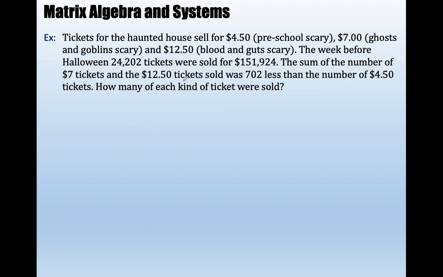Before we do that though, let's do a word problem. Okay, so I want you to use matrix algebra and systems to solve this word problem. And one of your homework problems is like this. So I have tickets for a haunted house, and I have one kind of ticket, another kind of ticket, and another kind of ticket. So I have $4.50 times one kind of ticket, and $7 times another kind of ticket, and $12.50 times another kind of ticket. And that's all money. Can you find some total here in the words that's money? Give me the money.